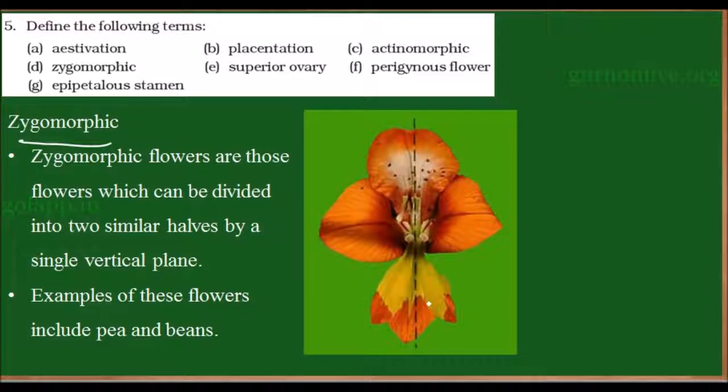And zygomorphic. Zygomorphic flowers can be divided into two equal halves only when divided by a vertical plane. A single vertical plane can divide the flower into two equal halves. Suppose we take a cross section of this, the two parts will be different. They do not show any symmetry. Only when it is divided by a single vertical plane, the two halves will be symmetrical. It is similar to bilateral symmetry in animals, where the right and the left side will be equal to one another. These flowers include pea and beans.